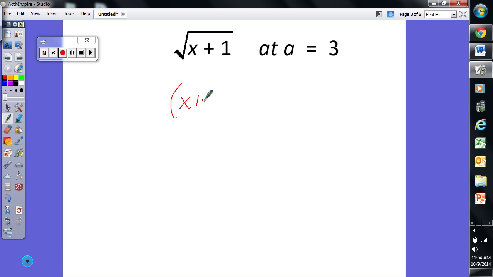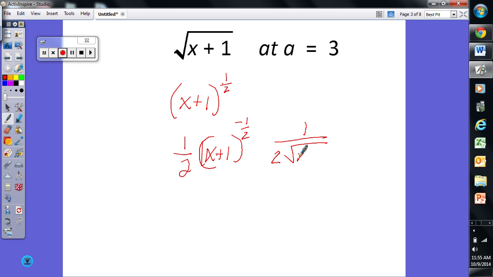This one is very common too. You have to recognize that this really means x plus 1 to the 1/2. That's what it means to have a square root. So it's just the power rule. 1/2 times x plus 1 to the negative 1/2. Or in other words, 1 over 2 times the square root of x plus 1. And plug in 3. 3 plus 1 is 4. Square root of 4 is 2. 2 times 2 is 4. The answer is 1/4.